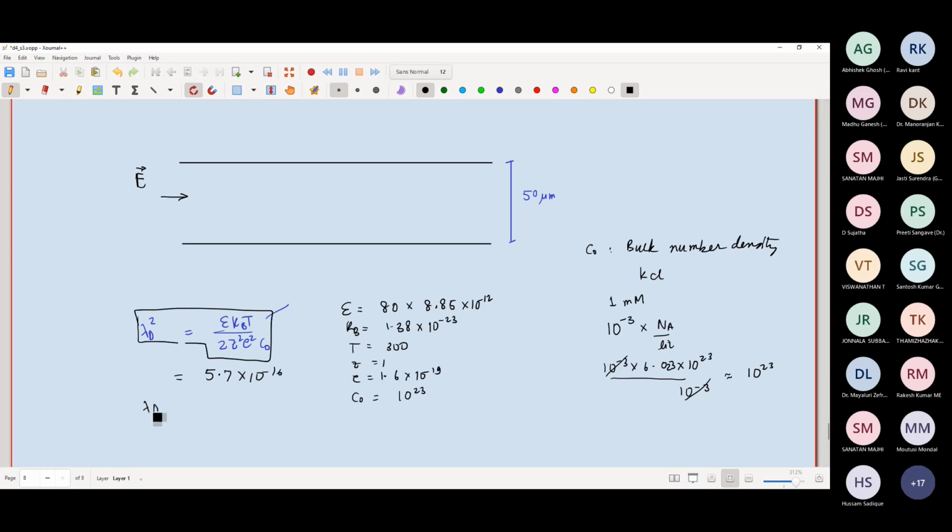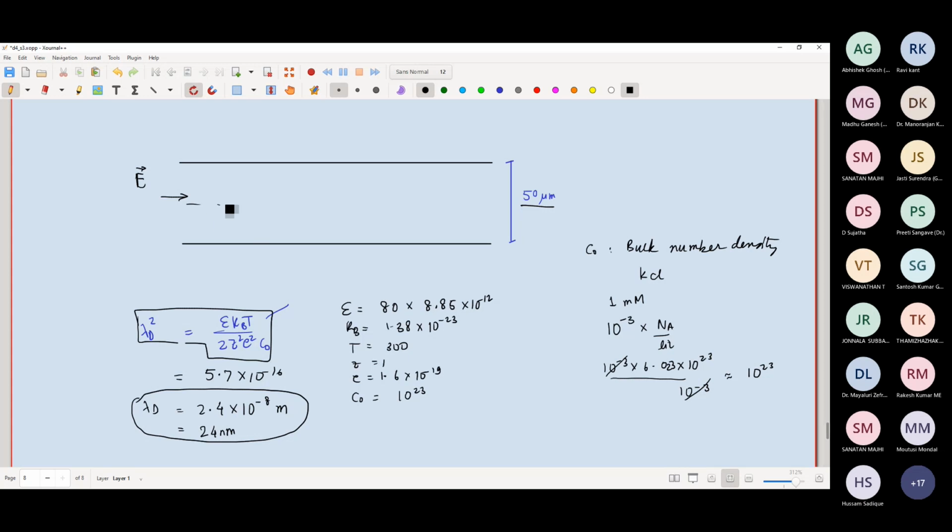So when we take a square root of this, we get 2.4 times 10 to the power minus 8 meters. So this is 24 nanometers. So we see that the distance over which the potential in the electrical double layer decays is only 20 nanometers. I mean, it obviously depends on the concentration, but it is not very large. So compared to 50 microns, 24 nanometers is very small.